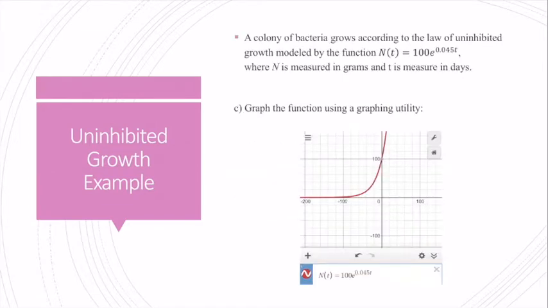If I wanted to graph this function using a graphing utility, such as Desmos, I would see that when t is 0, my n of t, or y, my dependent variable, is 100. So here's what our function would look like if we were to graph it.